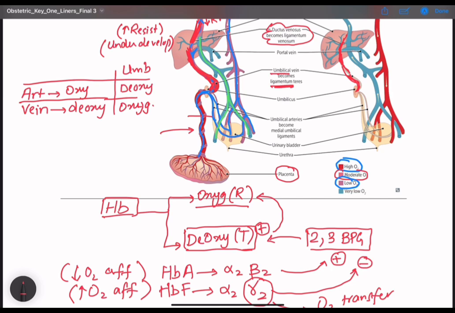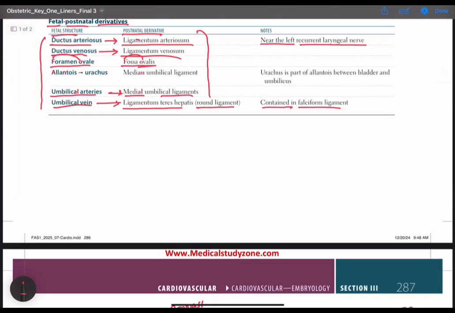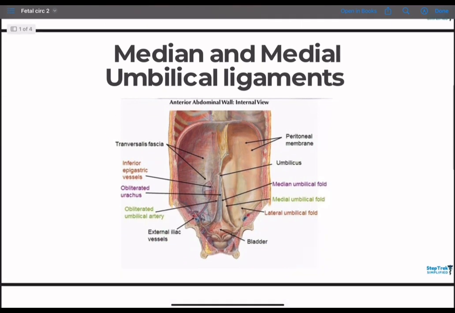Then we have umbilical arteries, which become medial umbilical ligaments. These are medial umbilical arteries, which become medial umbilical ligaments. And at last we have allantois, which becomes urachus, which finally becomes median umbilical ligament, or urachus is a part of allantois which is located between bladder and umbilicus.